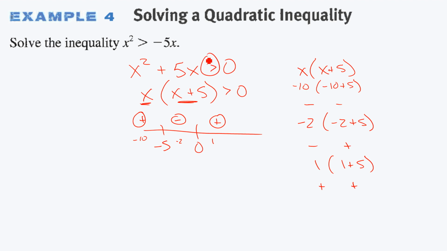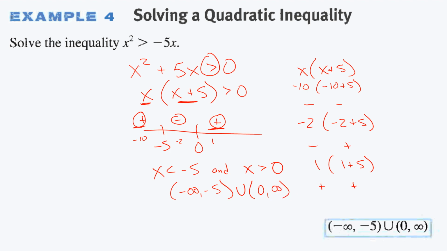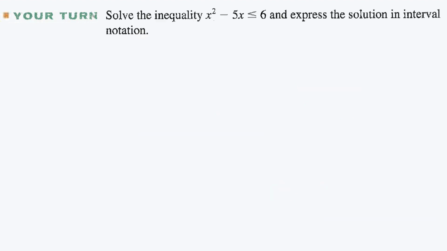So we want to be greater than, which means positive. So we like this section and this section. So x is going to be less than negative 5. And x is greater than 0. So how do we write that? Negative infinity to negative 5, union 0 to infinity. All right, one for you to try, and then we'll do a bunch of these problems in class as practice.